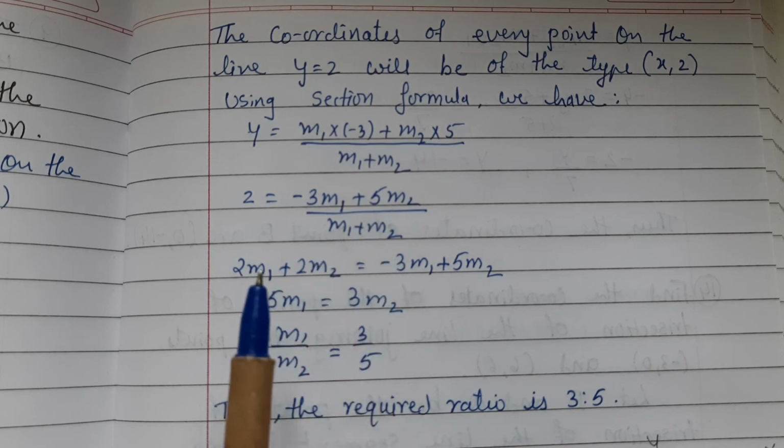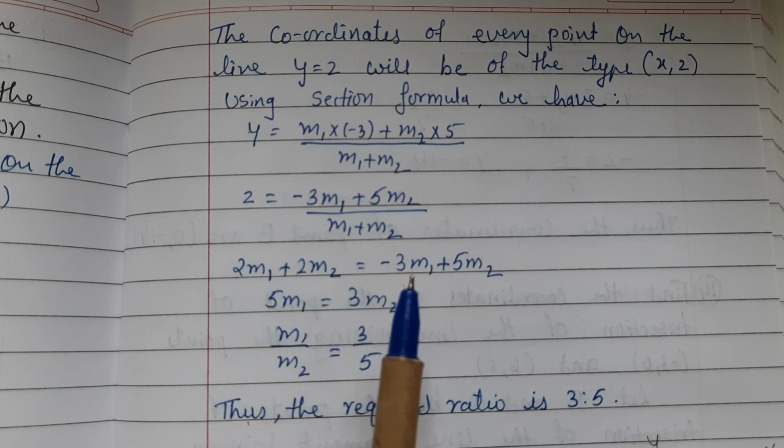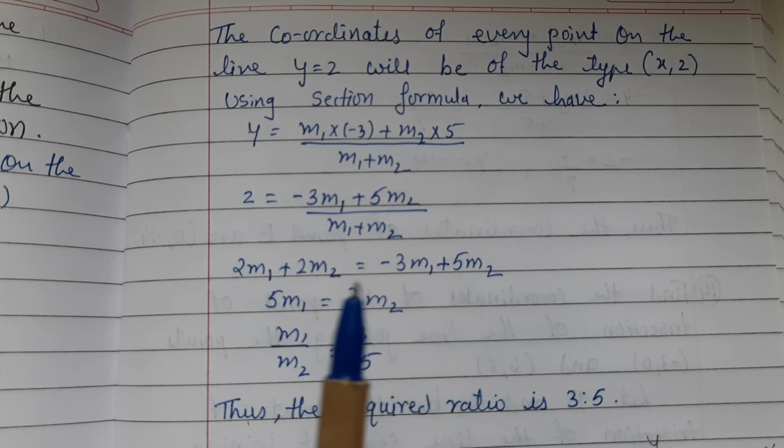Cross multiply: 2m1 plus 2m2 equals -3m1 plus 5m2. 5m1 equals 3m2. m1 upon m2 equals 3 upon 5. Thus, the required ratio is 3:5.